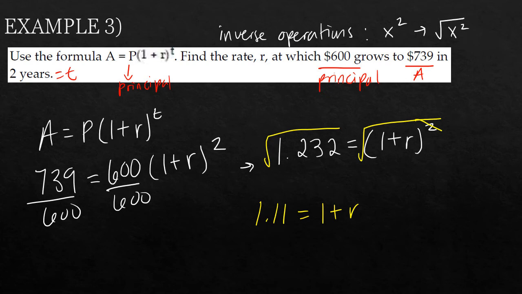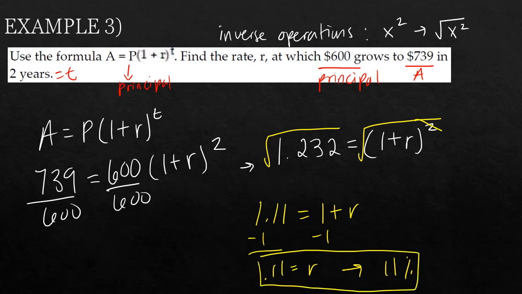So then to find the rate, we just now have to subtract 1, and we have equals our rate. So that means that approximately an 11% is what the rate would have to be. Okay, this again is a lead-in for tomorrow.